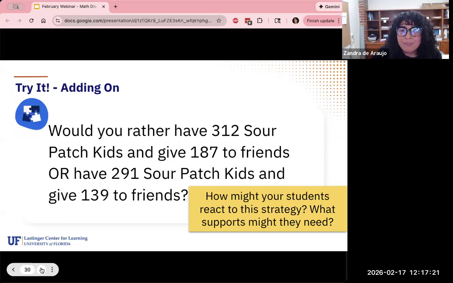So, for example, you could give a problem like this. Would you rather have 312 Sour Patch Kids and give 187 to friends, or have 291 Sour Patch Kids and give 139 to friends? So maybe a student just raises their hand and says, I'd rather have 312. Often we might just leave it there and not do anything. But instead, what we could say is, Amy, would you be willing to add on to what Xandra just said and see where they go with it? If they carry it through to another place, do they kind of understand what's happening? You can also have students add on to their own thinking if they don't give you sufficient reasoning to go off of. So that's adding on. And again, I see this one a lot, and it usually works pretty well to get students to collaborate across different people.